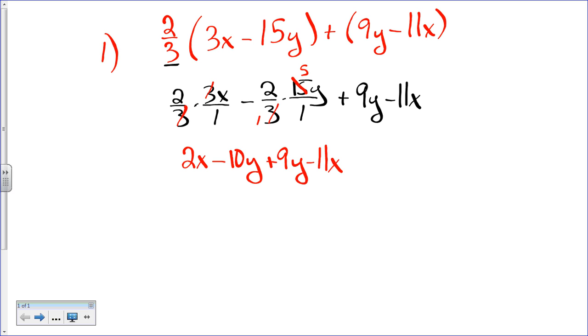Again, it's an expression, not an equation, so you're not solving it. So you look at things that go together. So you've got a positive 2x and a negative 11x. So 2x minus 11x is negative 9x. And then you have negative 10y and positive 10y, which is a negative y. So your answer is answer choice A, negative 9x minus y.